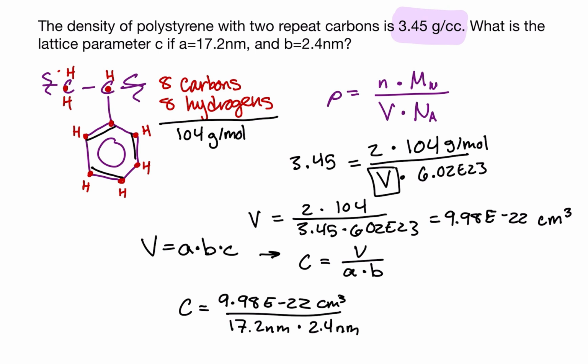And before you solve this, check your units. So we have the top in centimeters cubed, the bottom in nanometers. You're going to want to change that both into the same unit. You can either do meters so that you have a base unit, or you could do centimeters. That would probably be the next easiest. And then you're going to go ahead and solve for C. I'll let you do that on your own, but you should be able to just plug it in.